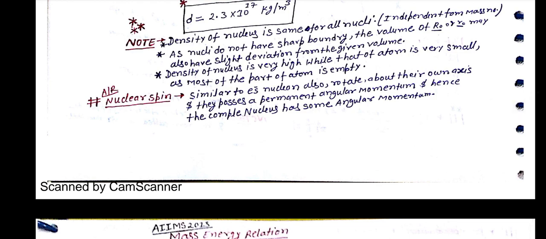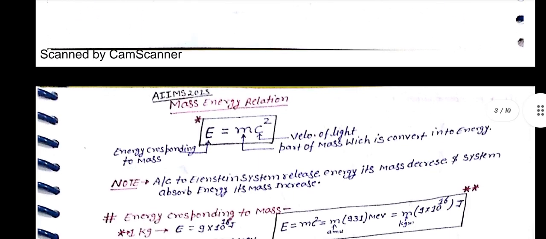Nuclear spin is similar in that nucleons rotate about their own axis. The nucleons rotate about their own axis, and they possess a permanent angular momentum, and hence the complete nucleus has some angular momentum also, we can say.